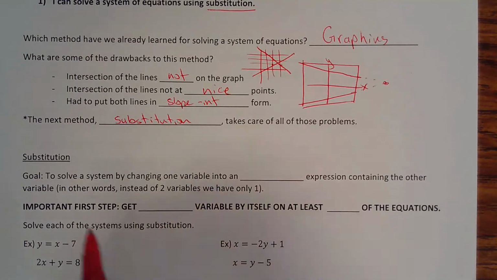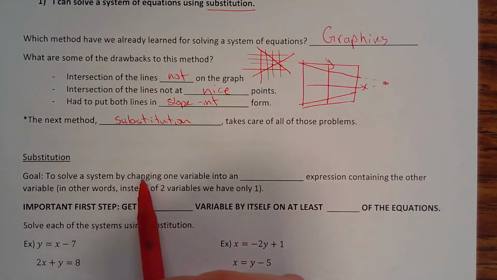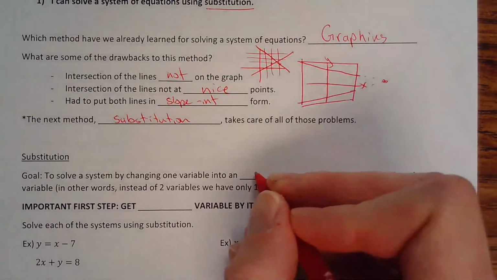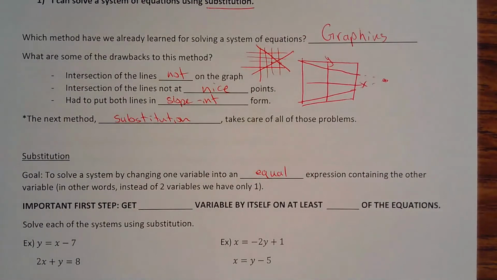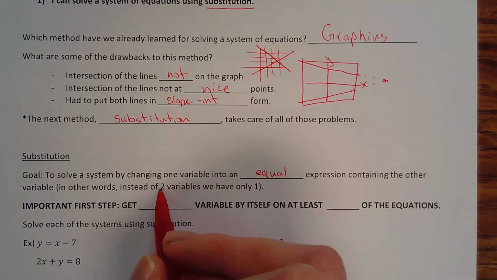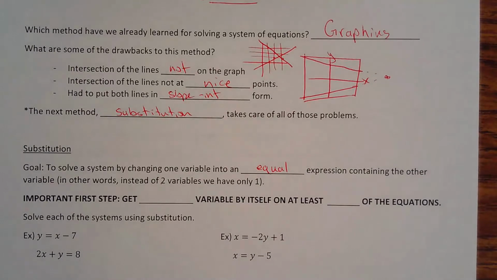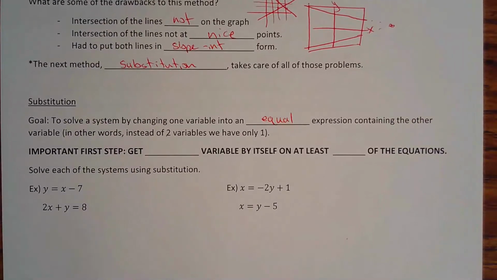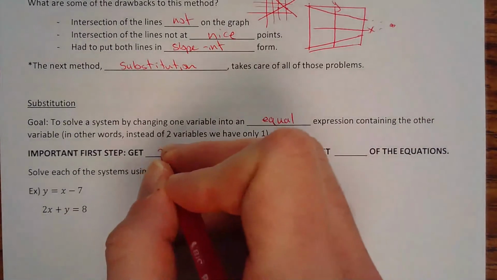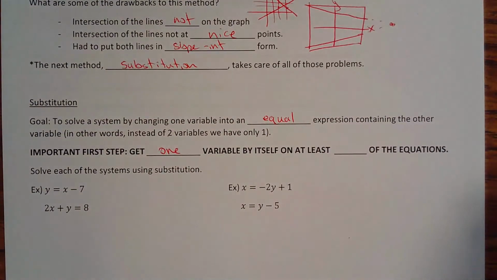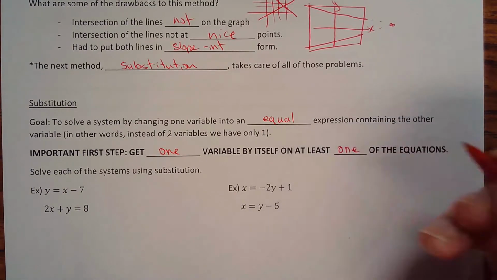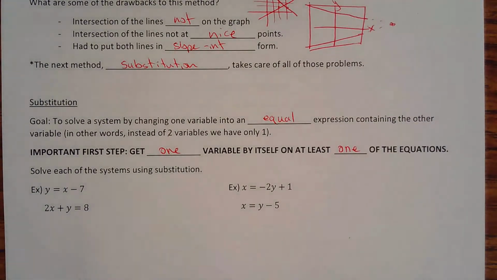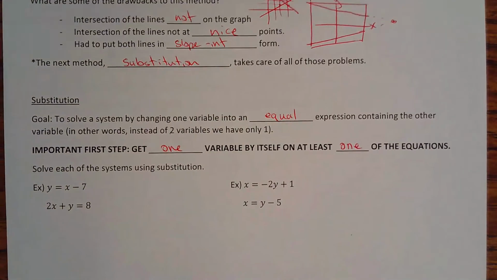So the goal is to solve a system by changing one variable into an equal expression containing the other variable. Basically, I just want to get a variable by itself. In other words, instead of two variables, we only have one. So I want to eventually eliminate one. So how do we do that? The important first step is to get one variable by itself in at least one of the equations. So in one of those equations, you've got to have a variable by itself. And sometimes it happens for you.